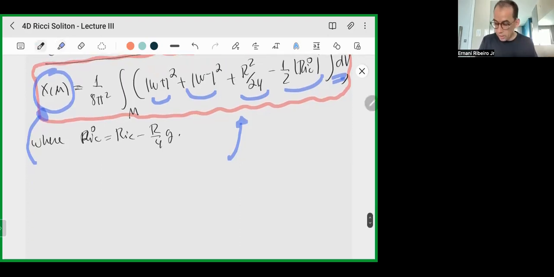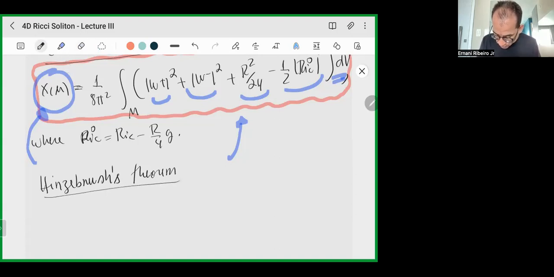So that is another formula proved by Hitchin-Thorpe. My pronunciation of this name is not good. I think he's a German mathematician. A friend of mine, Daniel Cibotaru, tried teaching me how to say it, but it's very difficult for Brazilian people to make this sound.